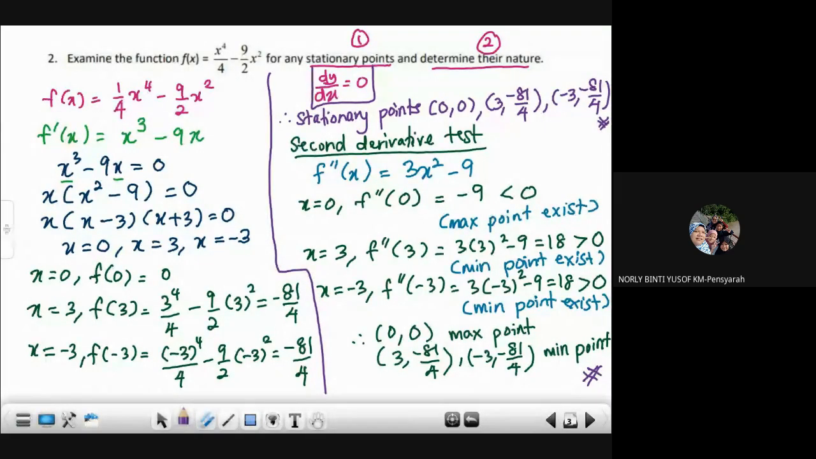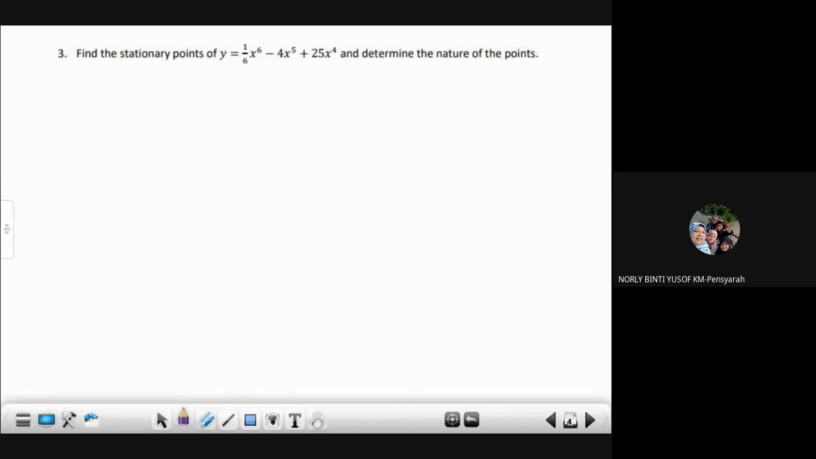Okay, we haven't seen yet the case where the second derivative fails. So we look at the next example. Same, find the stationary point. First part, dy/dx equals 0. And then determine the nature of the point. It will ask the same question, right? Two parts of the question. Only the difference is which test you use, second or first.